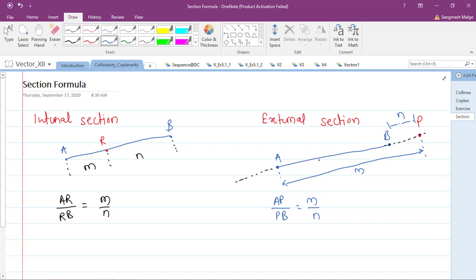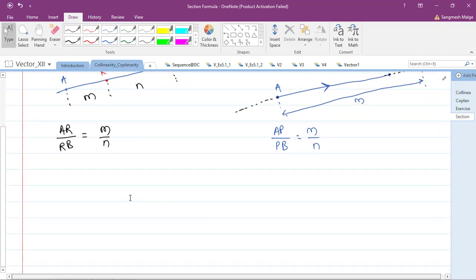Here also if I consider the vectors, AP bar will be in this direction and PB bar will be in this direction. So please make a note that here the two vectors are opposite to each other, but in the internal section the two vectors are in the same direction. We will use this later. In the coming section we will be making use of this part. So this is all about the internal section and external section.